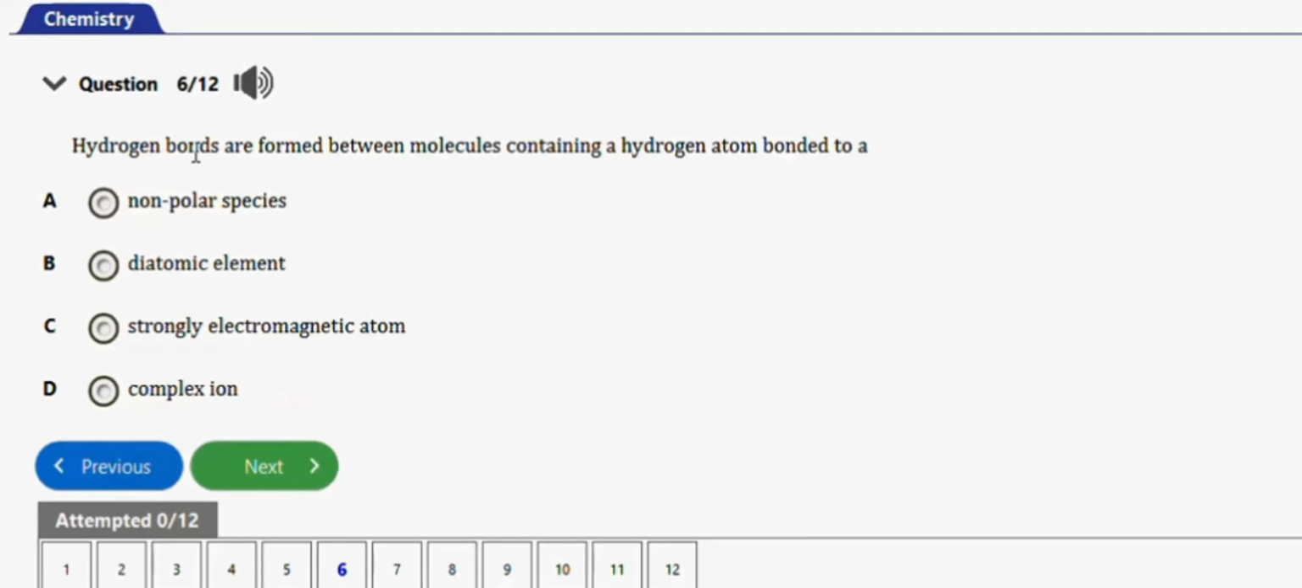It says hydrogen bonds are formed between molecules containing a hydrogen atom bonded to a strongly electronegative atom. So the right answer is option C, guys. Take note of this question. Next repeated question will be this one.